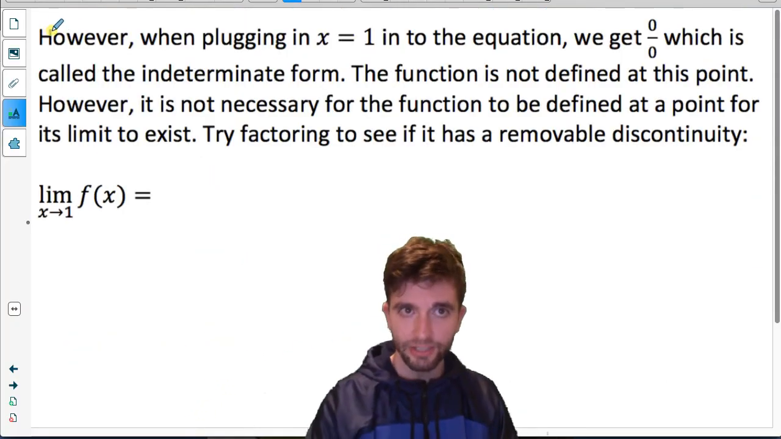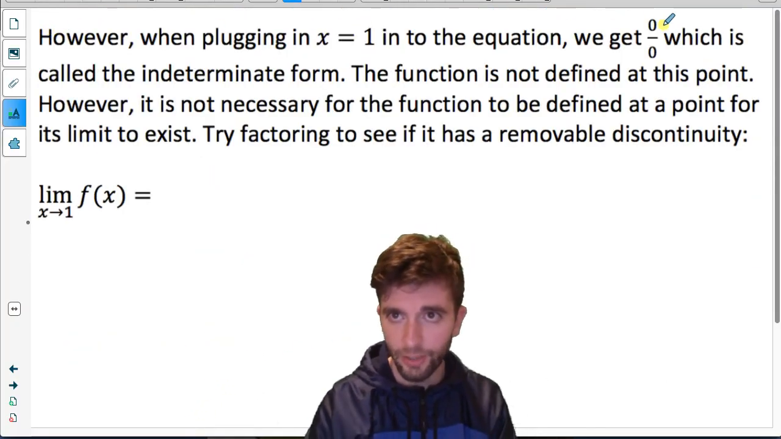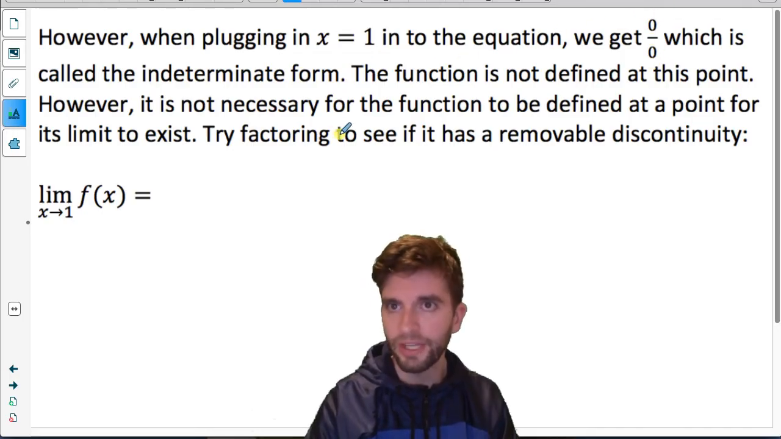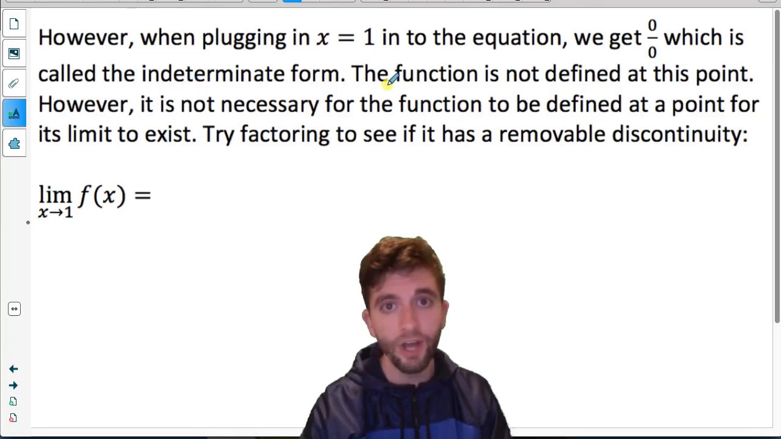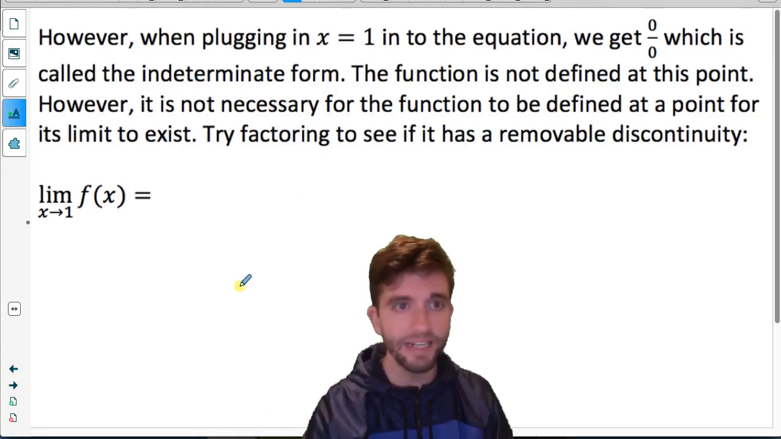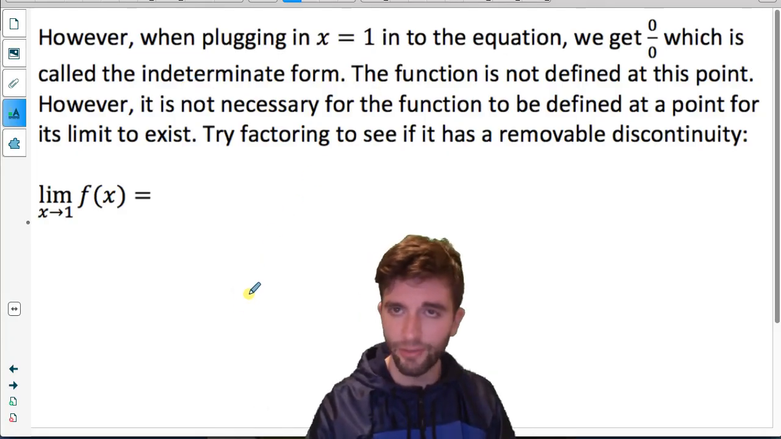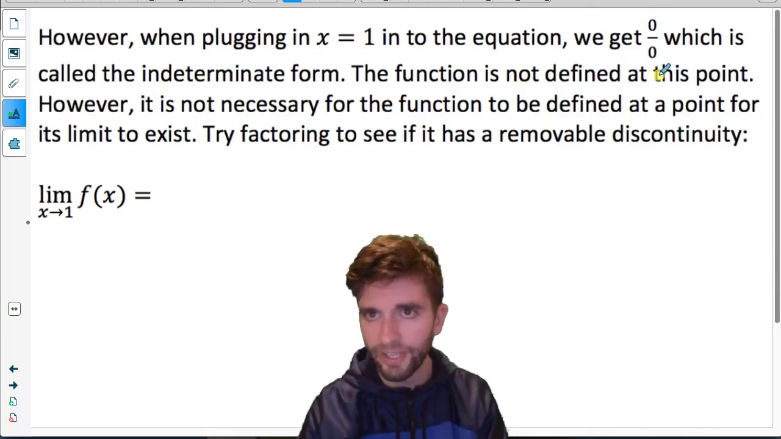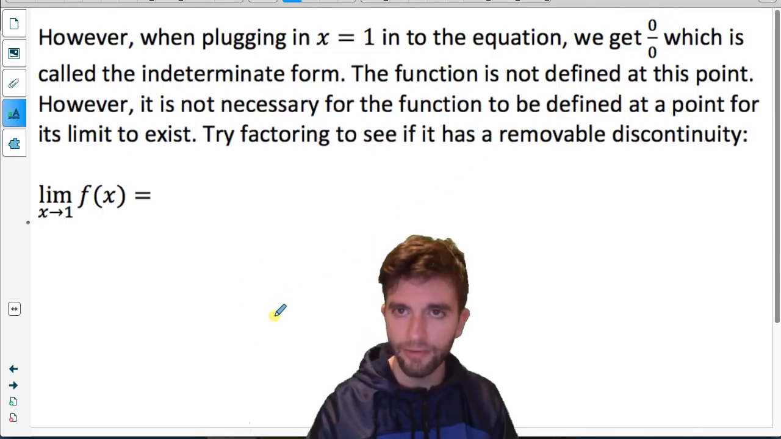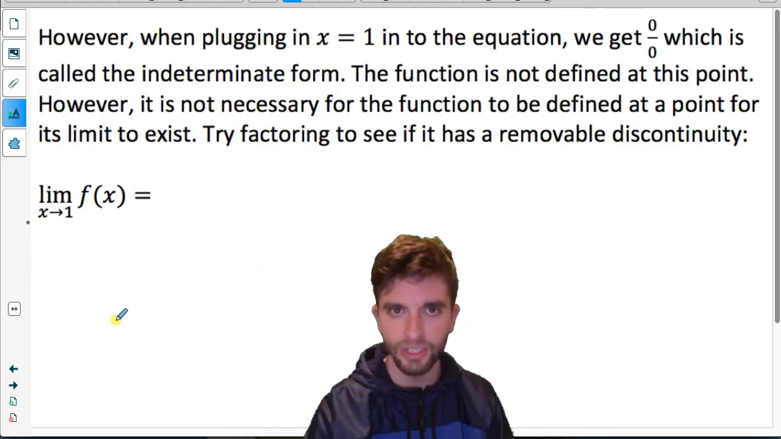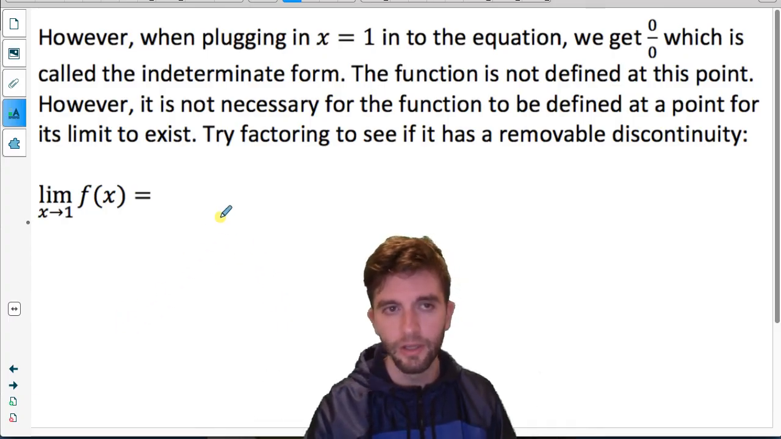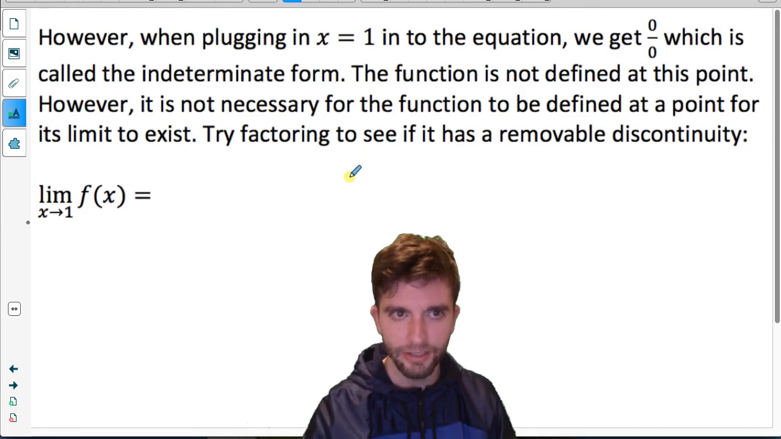So this is what I just mentioned here. When we plug x equals 1 into the equation, we get 0 over 0. That's called indeterminate form. 0 divided by 0 is undefined. However, it's not necessary for the function to be defined at a point for the limit to exist. That's what I've just talked about. When we get 0 over 0, we know there's a hole in the graph, and it's very possible that from either side of that hole, the function is approaching that same point. So watch what I mean algebraically.